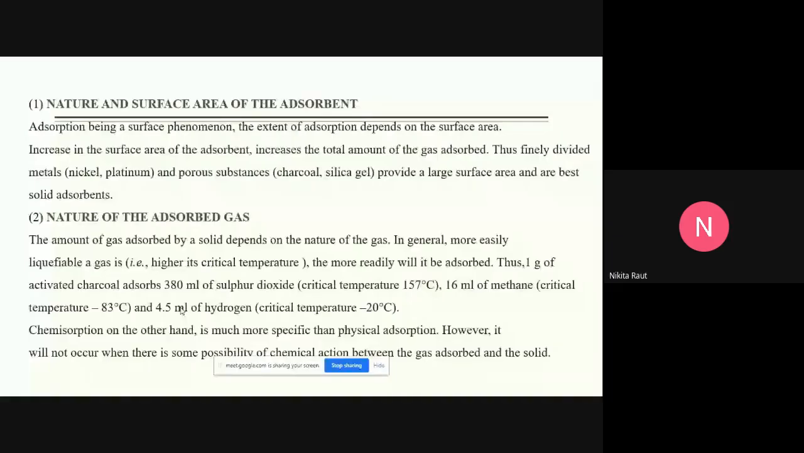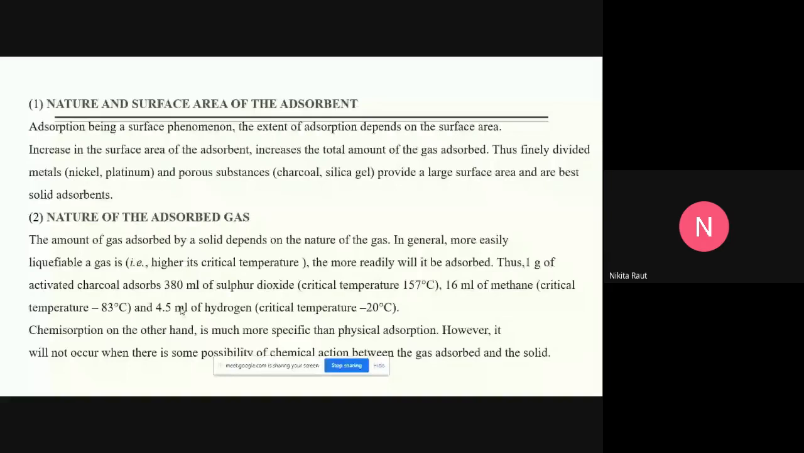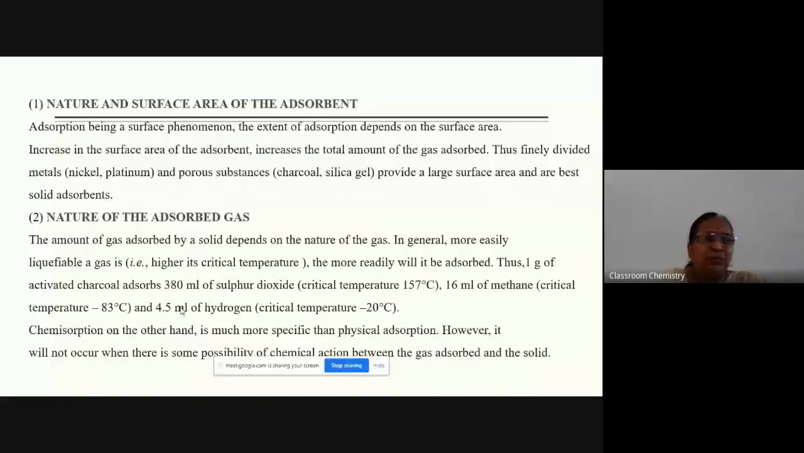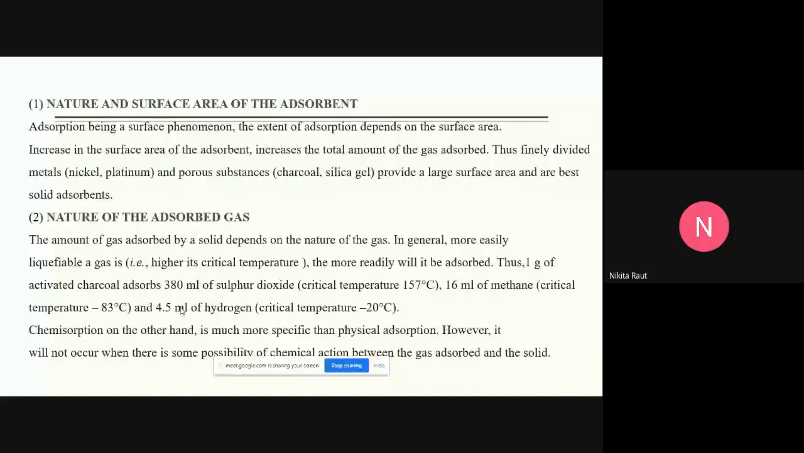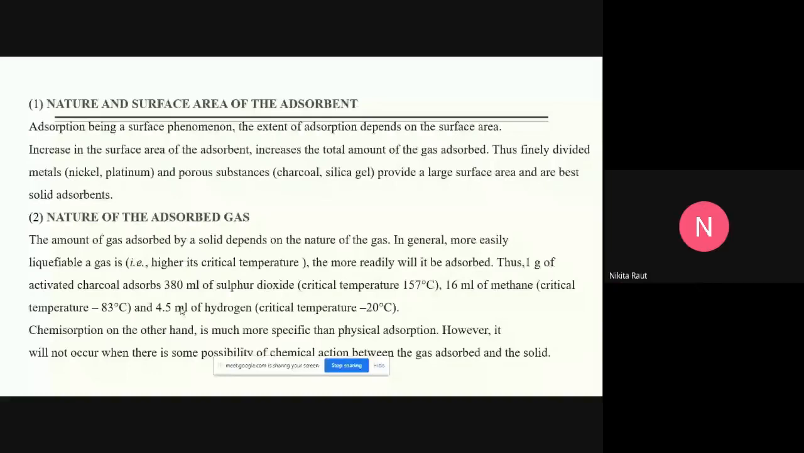What is critical temperature? काय क्रिटिकल टेम्परेचर म्हणजे? अँड्रूज आयसोथर्म मध्ये तुम्ही पाहिलेलं आहे, गॅसियस स्टेट मध्ये स्टडी केलेलं आहे. What is critical temperature? We have to liquefy the gas. We have high pressure. And आणखी काय टेम्परेचर करावं लागेल?